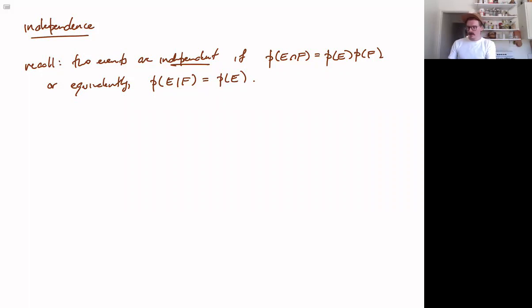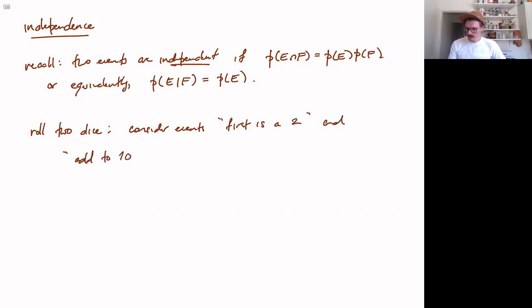So let's do a couple of examples. Roll 2 dice. And then consider the events, first of all, that the first die is a 2, and our second event, that the dice add to 10. And the question is, are these independent?